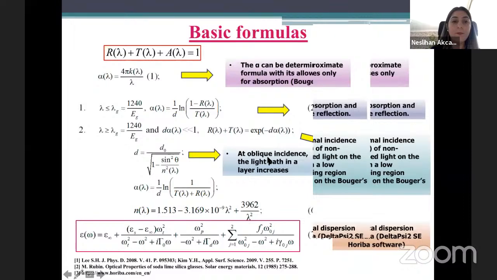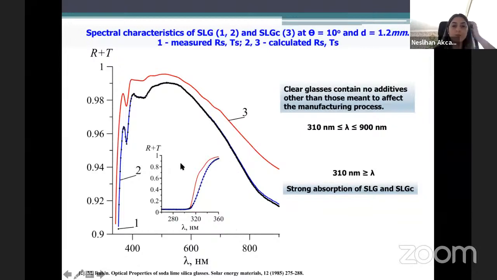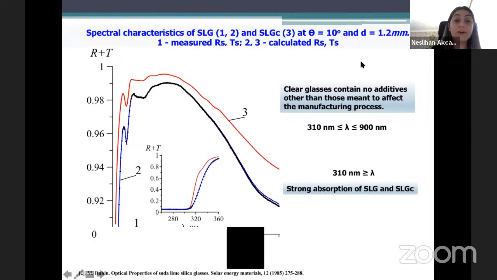So let's look at our results. Here you see spectral characteristics of soda lime glass and also clear soda lime glass. We obtained these results from the study of Rubin et al. They tabulated N and K values for clear soda lime glass substrate. And what is the meaning of clear soda lime glass? These kinds of glasses don't contain additives other than those meant to affect the manufacturing process. So we compared our results with this kind of soda lime glass substrate.